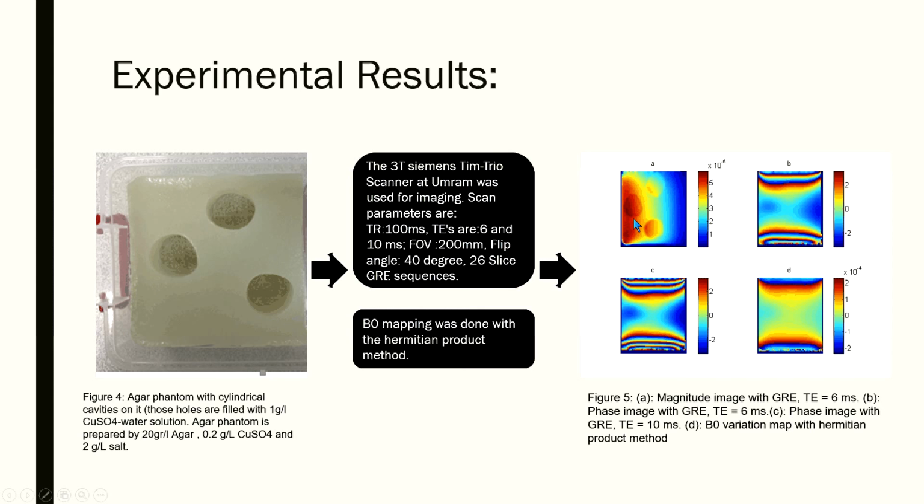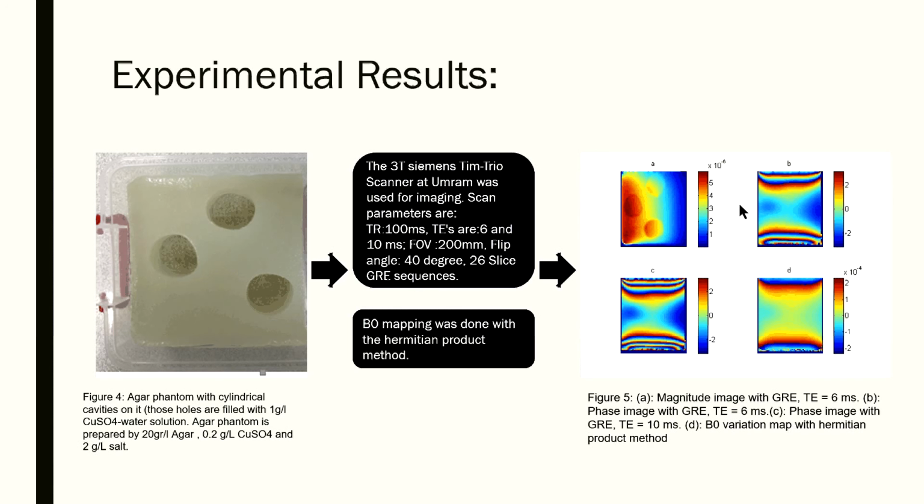In A, you can see the magnitude image of one of those GREs, the first one with TE equals 6 milliseconds. The second one, B, is the phase image of the GRE with TE equals 6 milliseconds, and this one is the phase image with TE equals 10 milliseconds, and this one is the B0 map. This one is calculated with the Hermitian product method, as suggested by the other articles.